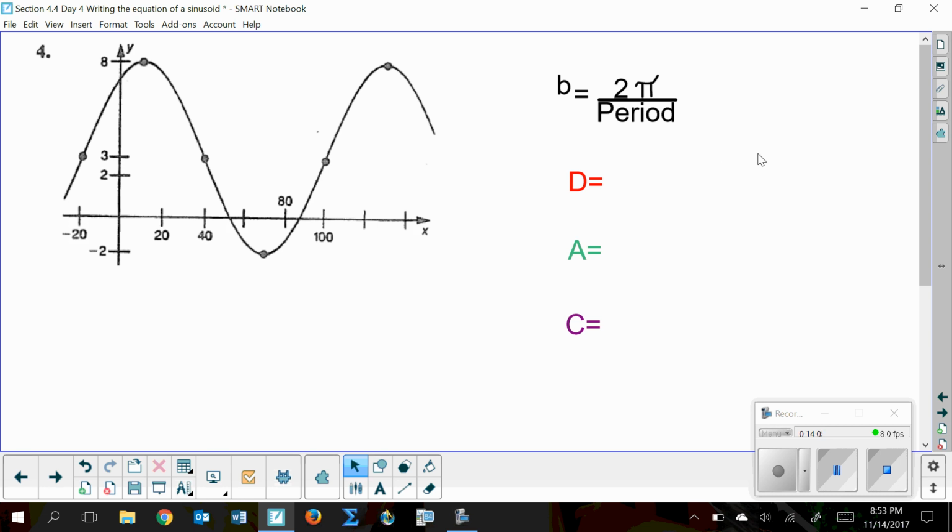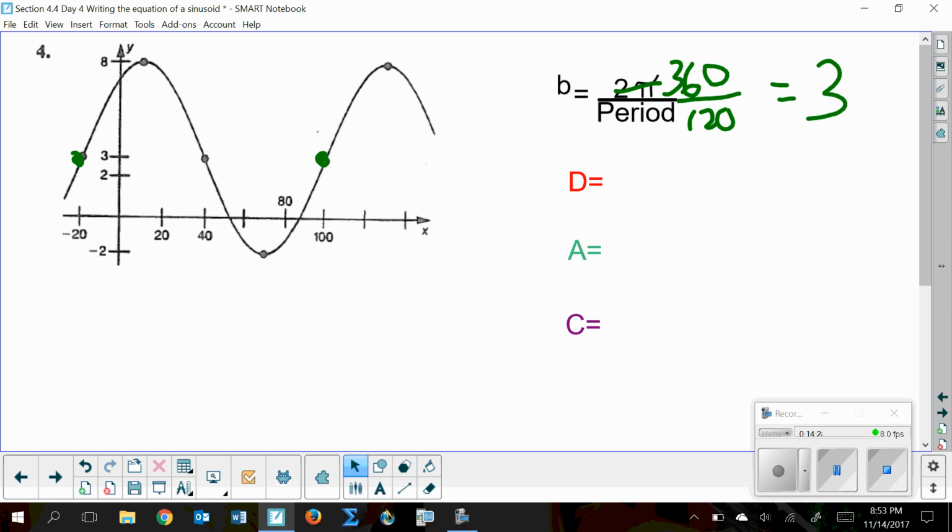This one is actually 360 over your period. Hopefully you can see your period on here. Where is it going from? It looks like it's going from -20 right here to 100. So it's 360 over 120. So our b value is 3.